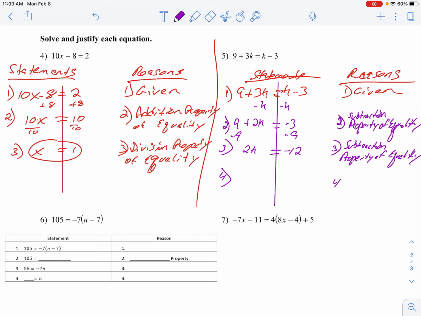Lastly, I need to divide both sides by 2, because it's 2 times k, and the inverse of multiplication is division. Negative 12 divided by 2 is negative 6. Right, Luke? And then I get the division property of equality.